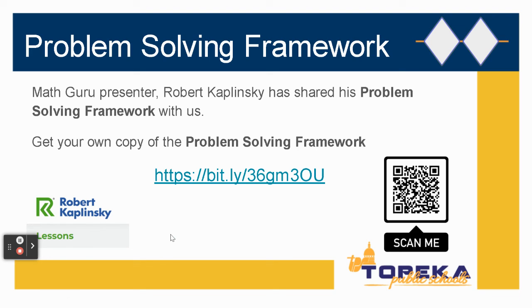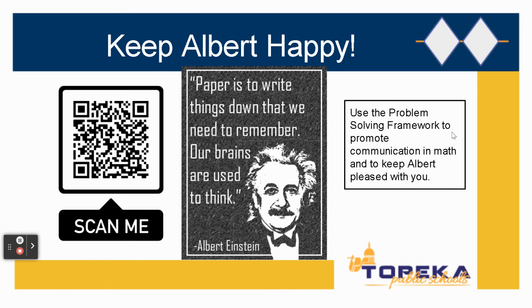That's why I love that problem-solving framework. Kids get to see what is in their heads, and I think more importantly, they get to see what's in their friends' heads as they're trying to solve these math problems. So, it's important to keep Albert Einstein happy, right? Paper is to write things down that we need to remember. Our brains are used to think. So go ahead and scan this one more time if you need to, so you can get to that problem-solving framework, so we can promote the communication, and of course, so we can keep Albert Einstein happy.